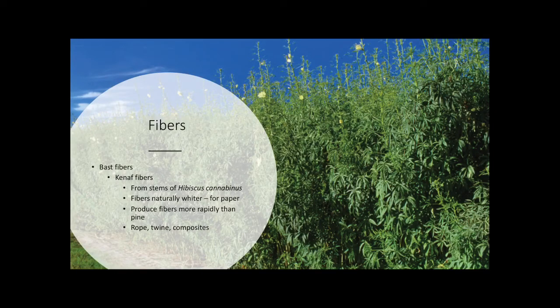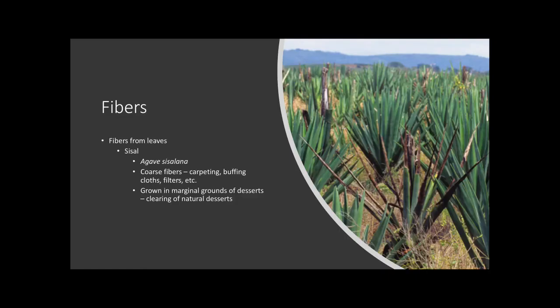Here's one that looks like cannabis, but it's actually a hibiscus plant. And these are what they use for making paper. It's great paper fiber. It does grow faster than pine trees. You can also use it for making ropes and twines and other different types of composites.